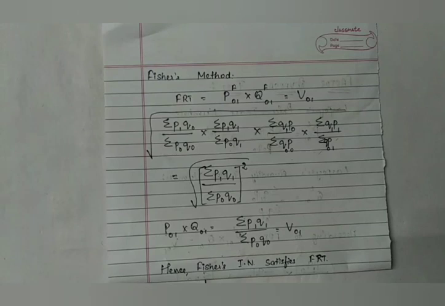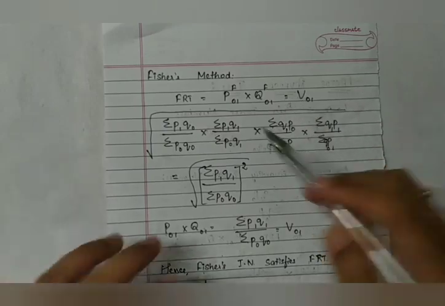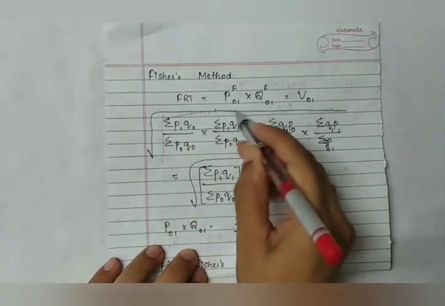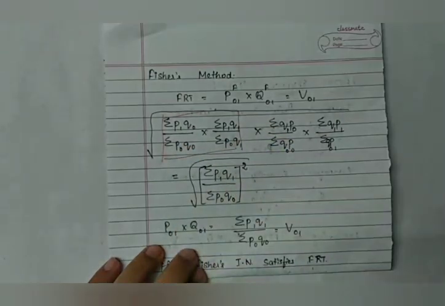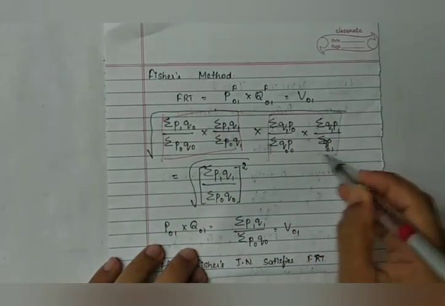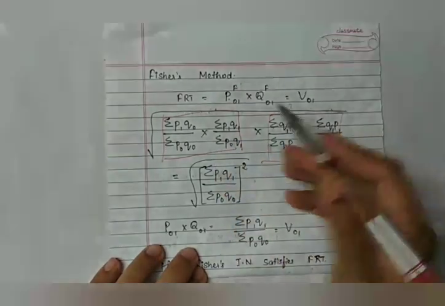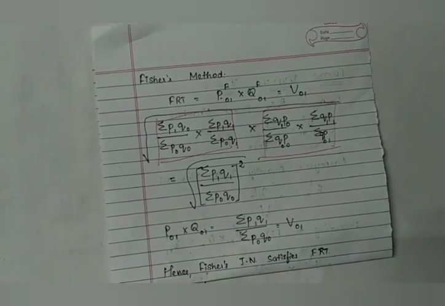price index, factor reversal test, isn't it? So let's see. As you all know, Fisher's index number formula is this one, price index, and this is quantity index. Okay, I won't write them individually. So now let's see why Fisher's method satisfies factor reversal test.